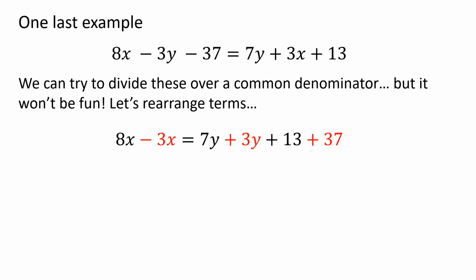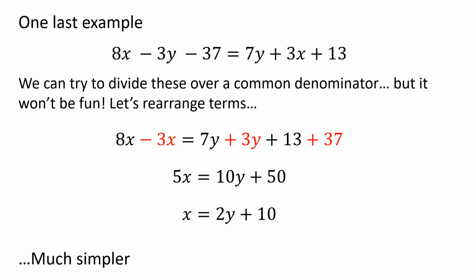So after rearranging by using our rule, do the same thing to both sides, then we are left with 8x minus 3x equals 7y plus 3y plus 13 plus 37. And if we simplify one more step, that gives us 5x equals 10y plus 50. That is a much simpler equation, but we can divide through by 5 as well, giving us x equals 2y plus 10. We have simplified the equation.